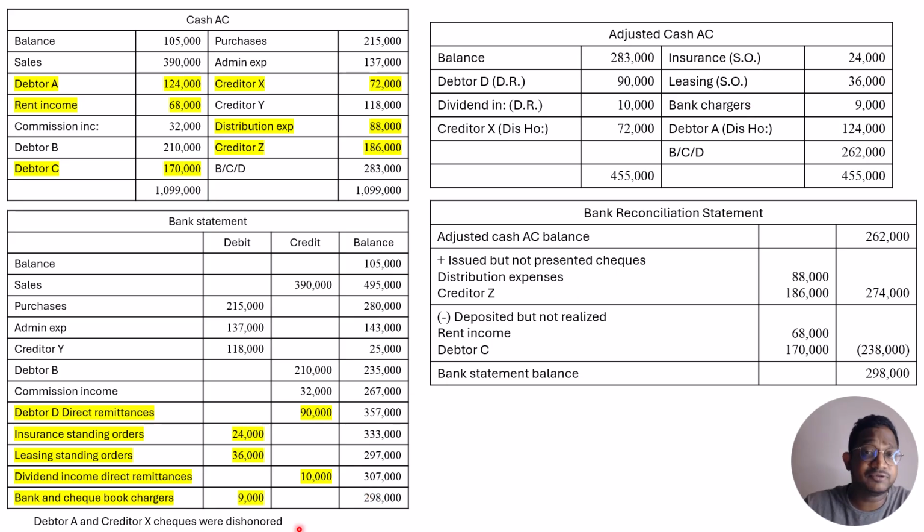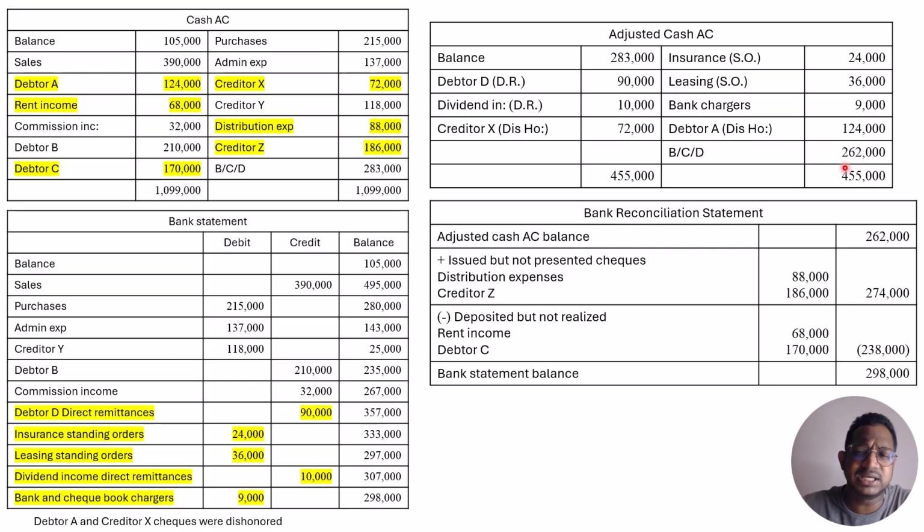In the additional information, it says debtor A and creditor X checks were dishonored. Debtor A means a check that was deposited but dishonored. At the point of deposit the cash account was debited, and when it is dishonored you have to reverse the entry, so the cash account should credit the debtor A dishonored check. Creditor X is a check payment. At payment the cash account was credited, but when it is dishonored you reverse the entry, so the cash account should debit.